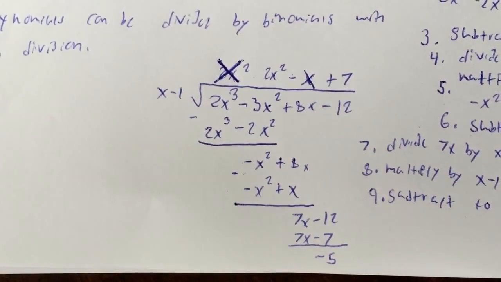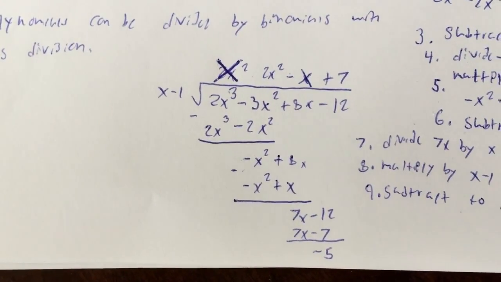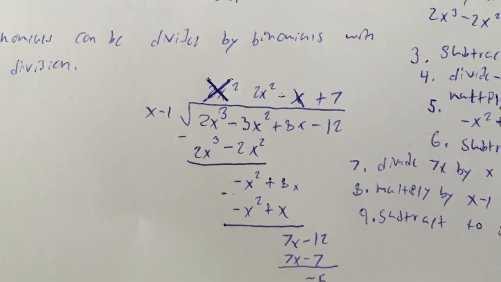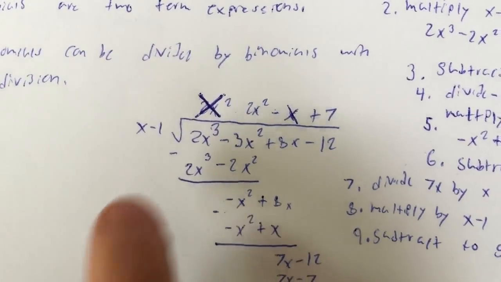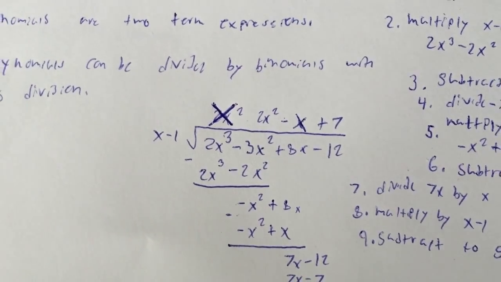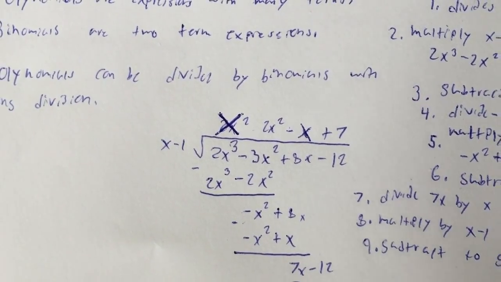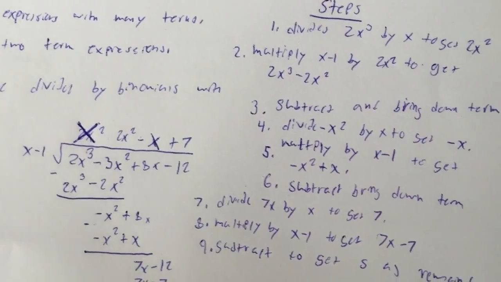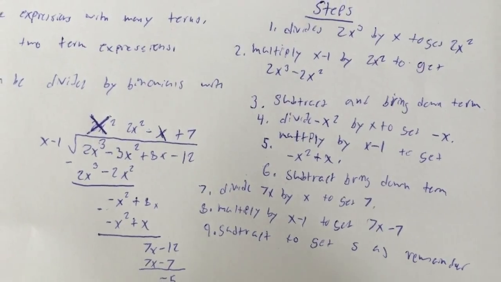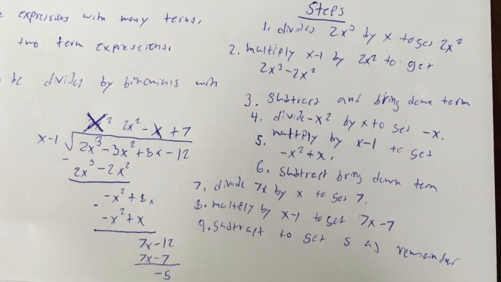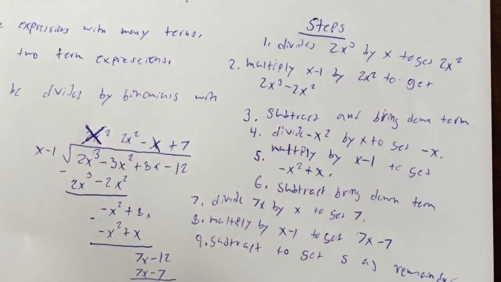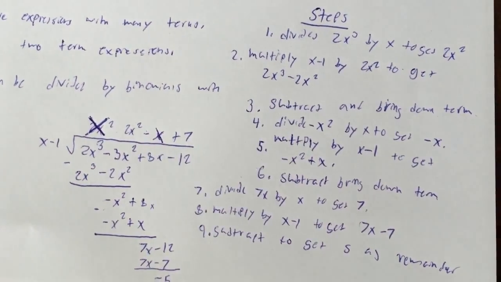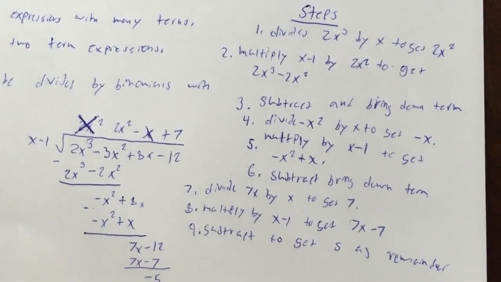It's 2x^3 minus 3x^2 plus 8x minus 12 divided by x minus 1. So what you would do is you divide 2x^3 by the x to get 2x^2, as you can see in the steps over here. And then you multiply x minus 1 by 2x^2 to get 2x^3 minus 2x^2. Then you subtract this by this to get minus x^2. And then you repeat again.